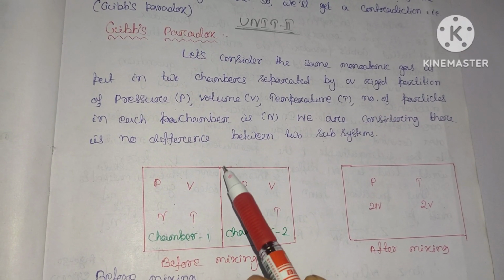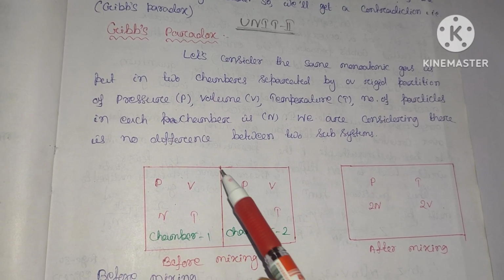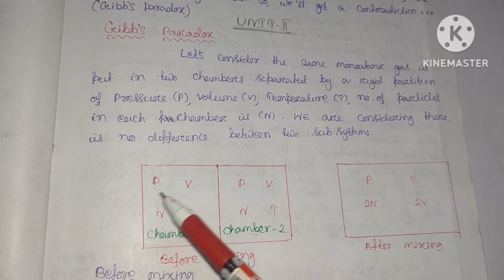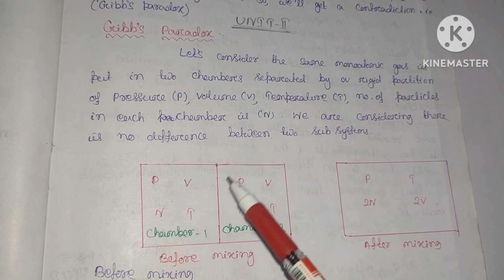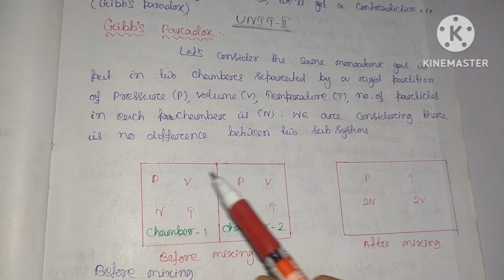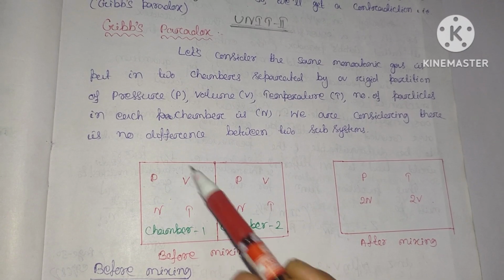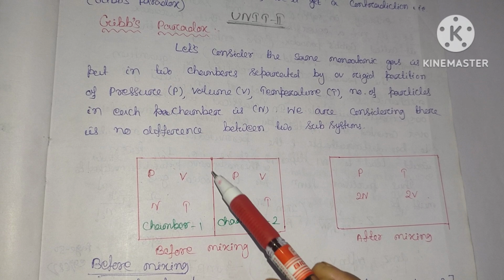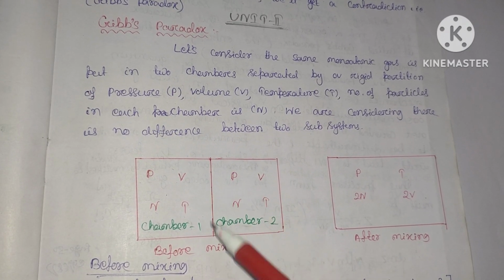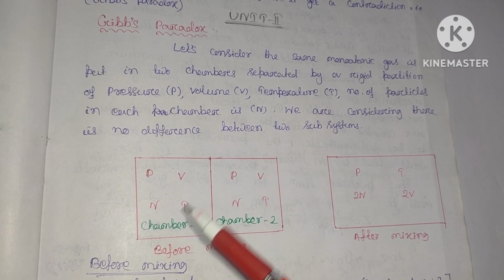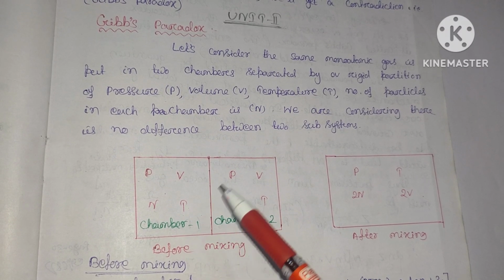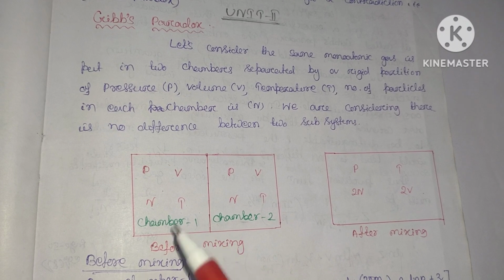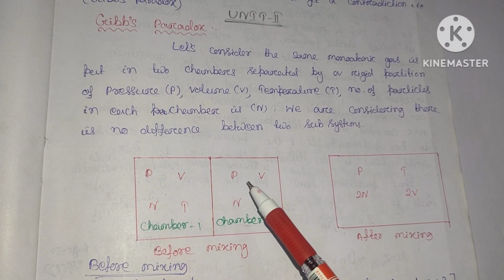If we put a partition in this chamber, then in this part the pressure, volume, temperature and the number of particles are the same as those of the second chamber. If the entropy in chamber 1 is S1 and the entropy in the second chamber is S2, then with the partition in between, the total entropy of the chamber is simply given by the additive property of entropy, S equal to S1 plus S2.